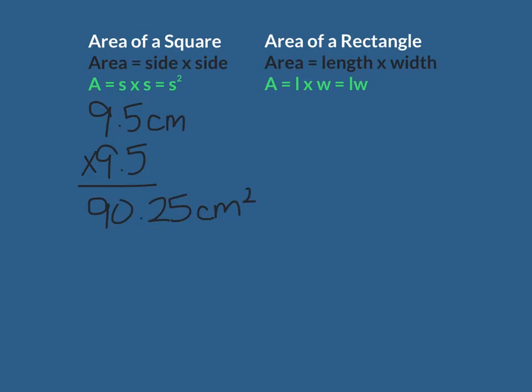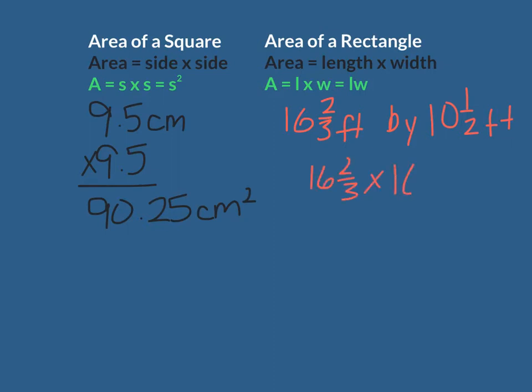So over here now, if we have a rectangle and we're told that it's a wall, and it measures 16 2/3 feet by 10.5 feet, how big is that wall? Well, then we would multiply the 16 2/3 feet times 10.5 feet. Again, it's okay to drop the units off while you're doing the multiplying or dividing during your problems, and then you just add them on at the end.